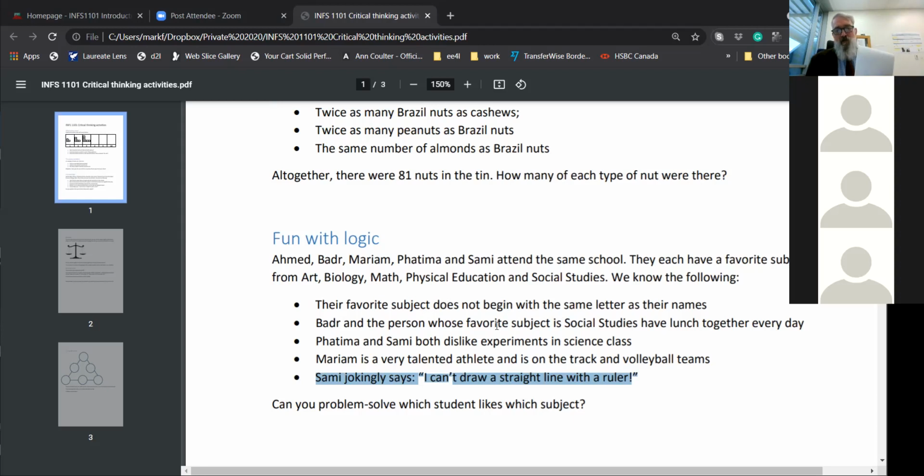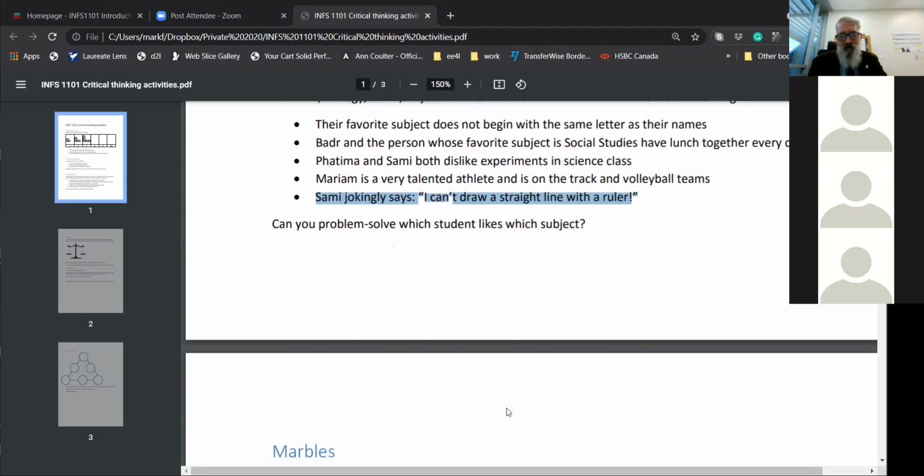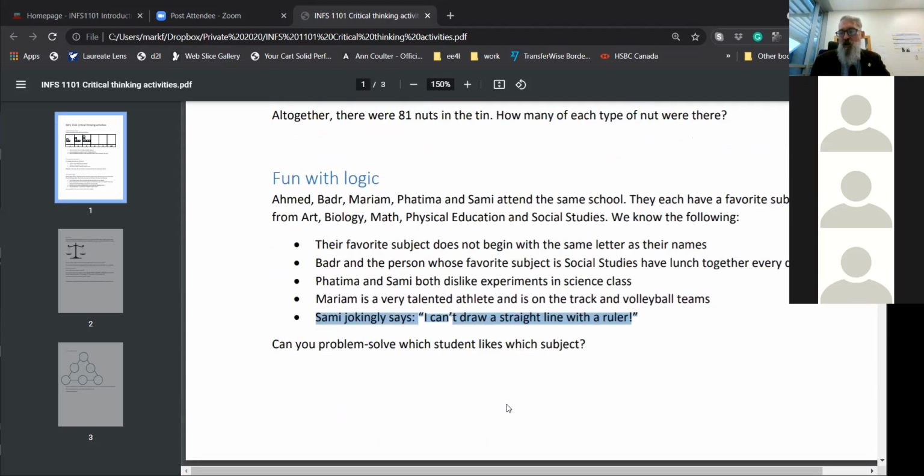Now, why couldn't Sami be art or math? Because he can't draw a straight line. Yeah. Well, he was joking. He wasn't serious. But I mean, we are working with very limited information here. And so we don't know for sure, but I think I came up with a logical answer. Does that make sense to you? I hope. So that's a little bit of logic.